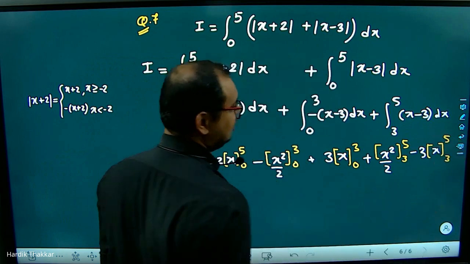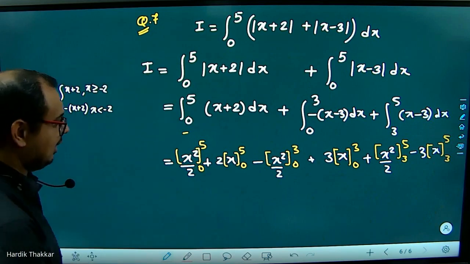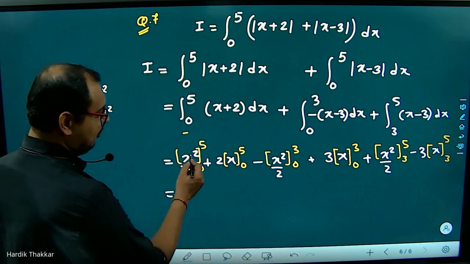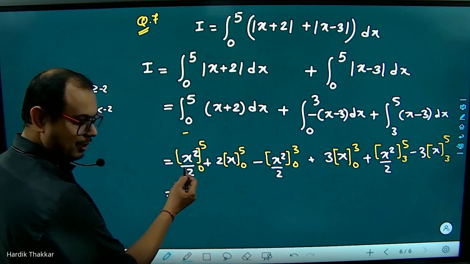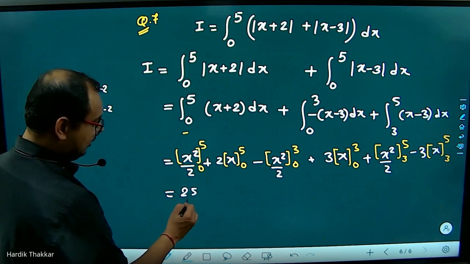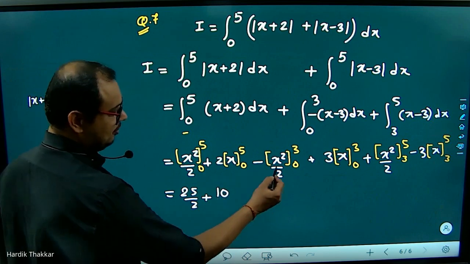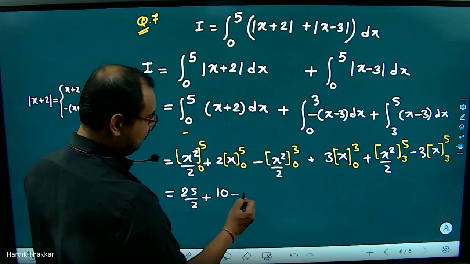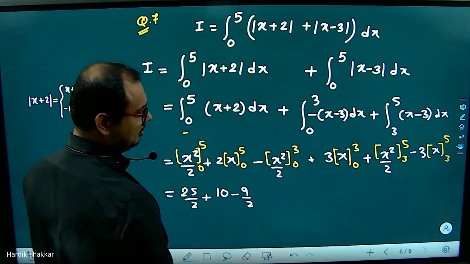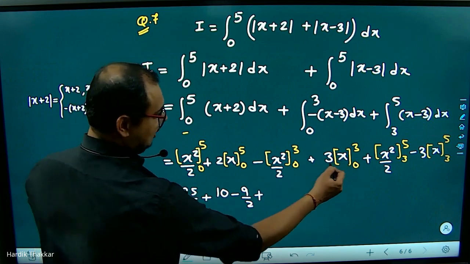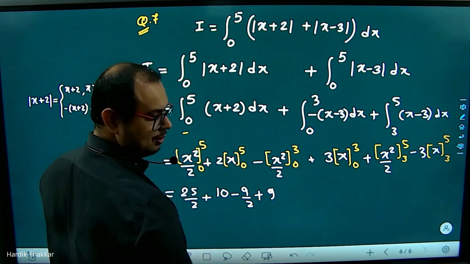इससे कैलकुलेशन इजी होगा. हर एक टर्म में अलग, अगर अलग अलग कैलकुलेट करें तो देखिए यहाँ पर 5 स्क्वायर is 25, 25 minus 0 is 25, so it will be 25 by 2 plus 5 2s are 10, correct? 3 square is 9, 9 by 2, so it will be minus 9 by 2. लोअर लिमिट 0 नहीं रखना है, plus upper limit 3 3s are 9 minus 0 is 9.